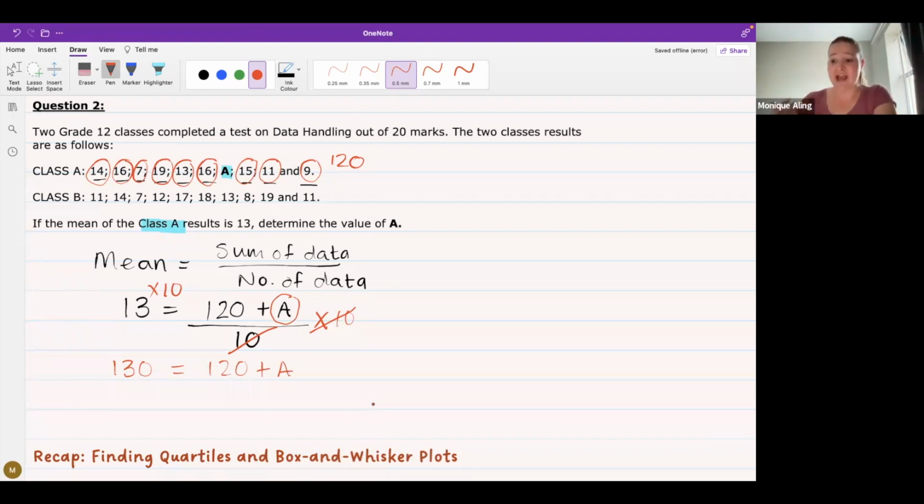Now to get A by itself, this is technically A plus 120. So I'm going to say minus 120 on both sides. So it gives me 10 is equal to A. And that would be the missing mark, the 10 out of 20. So can you see that both these harder type questions were asking the same thing? You just had to manipulate your formulas.